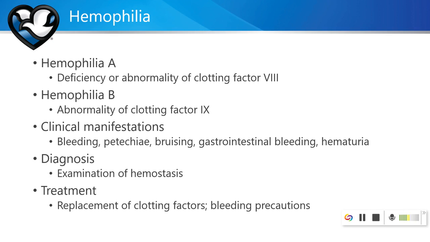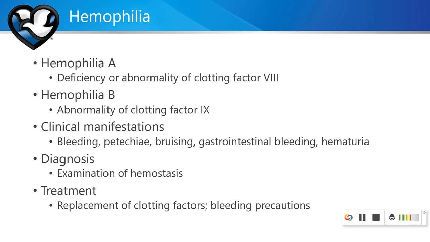Factor 8 and 9 are part of the intrinsic pathway that lead to factor 10 activation, and the severity depends on the amount of factor present in the blood. Those with hemophilia A typically have a more severe form of the disease when compared to those with hemophilia B. Severe forms may be present by 1 month of age, and milder forms are normally diagnosed by 1 year of age.